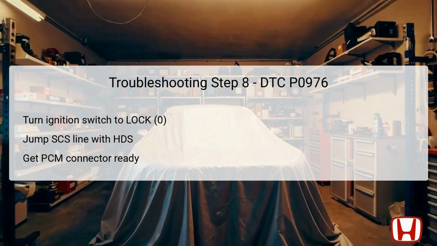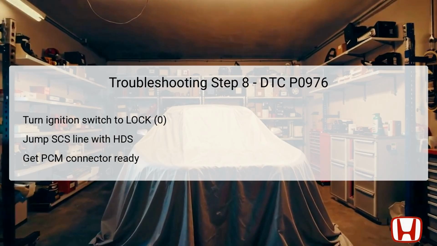In this troubleshooting phase, the first action is to turn the ignition switch to the lock position, which ensures all electrical systems are powered down. Next, you will jump the SCS line using the HDS, an action that signals the diagnostic tool to enter a special service mode. This procedure typically involves connecting the HDS to the appropriate terminal to facilitate proper diagnostics.